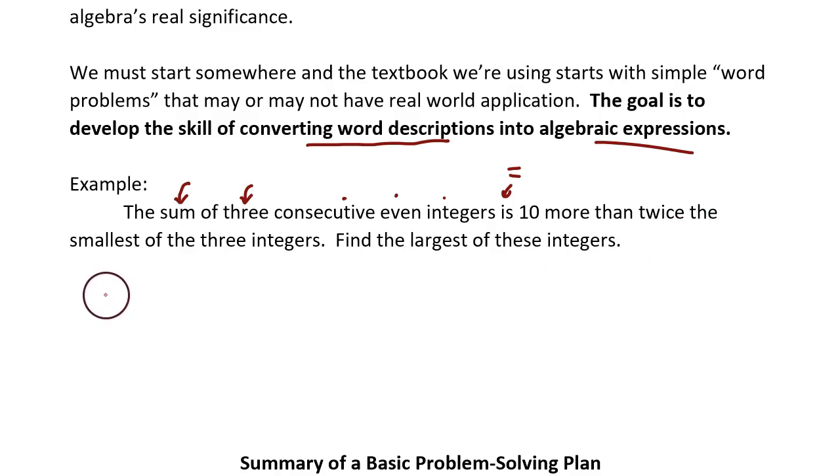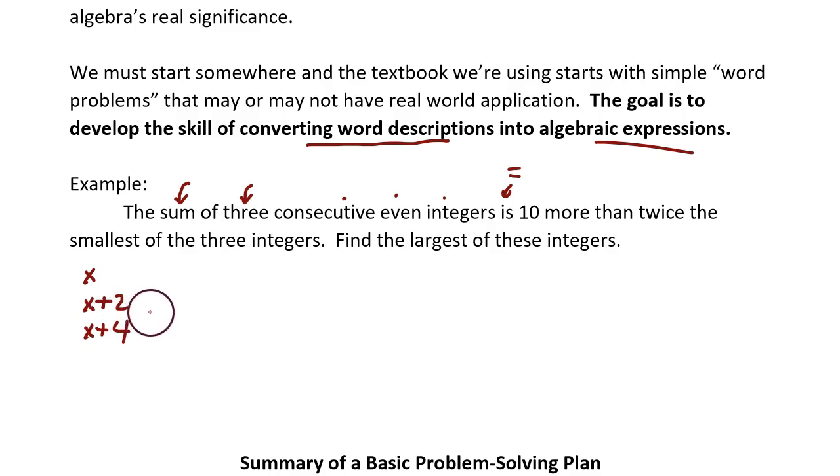One technique is to model this with algebra. We know we're looking for three consecutive even integers. Let's use variables to represent them. Let's use the letter x to be the smallest of the even integers. The next even integer would be 2 more than that. The third even integer would be 4 more than the original. These algebraic expressions model the three numbers.